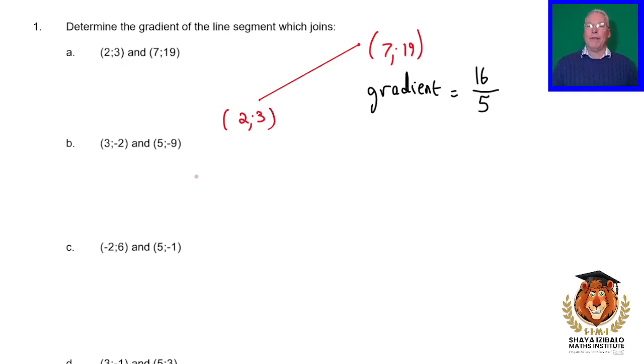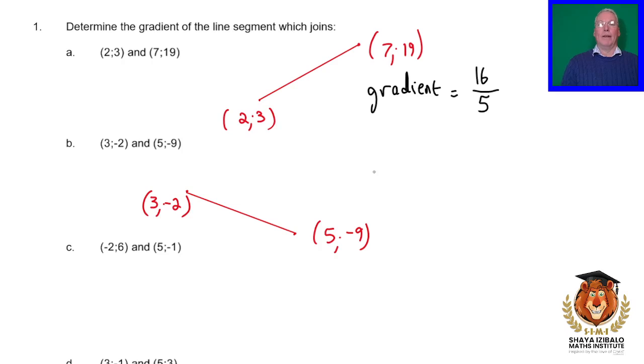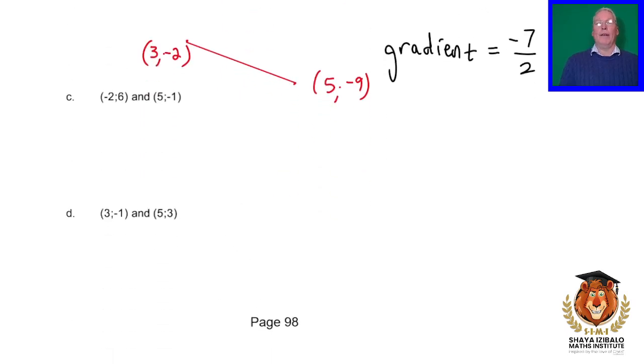3, -2, suppose 3, -2 is over here somewhere. Then 5, -9 will be to the right and below. This line has a negative gradient. It's dropping down 11, so the rise is negative 11. Remember that the run is always positive. Sorry, not 11 at all. From -2 to -9, it's dropping down 7. My apologies. It's running across 2. There's our gradient.